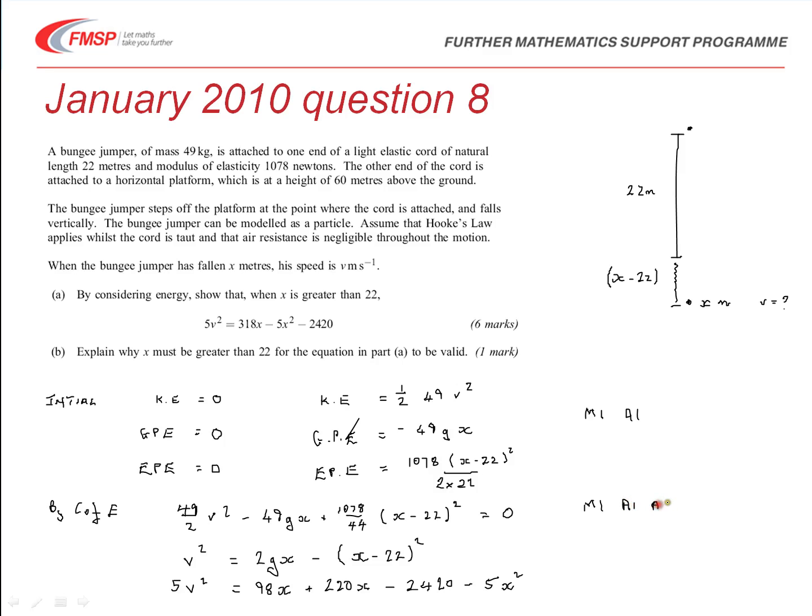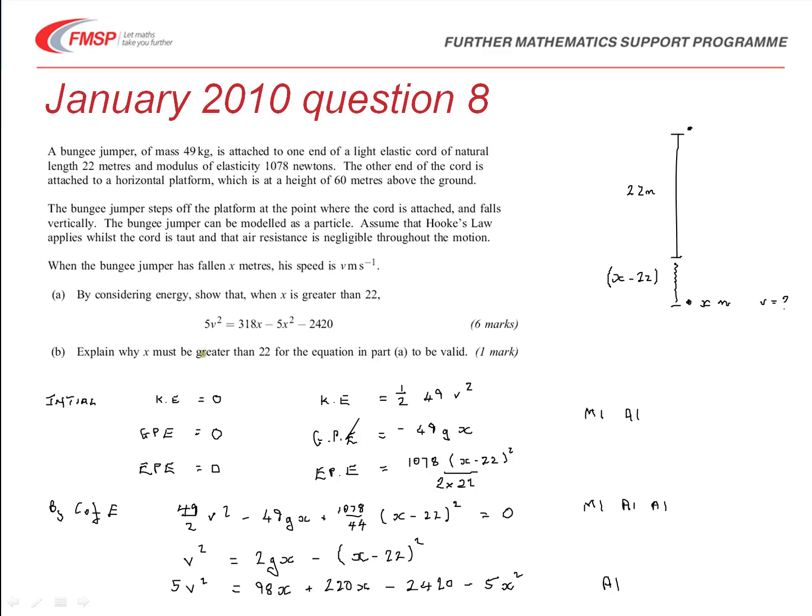And that will then depend on how much of it is correct. And then the simplification down gives you the final result. So there are your 6 marks.